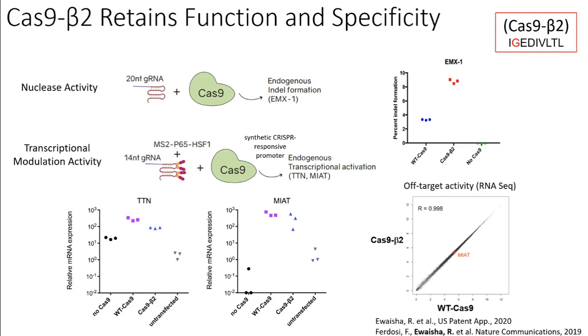To further characterize Cas9 beta 2 specificity, we performed genome-wide RNA sequencing after targeting Cas9 beta 2 or wild-type Cas9 to the MEOT locus for transcriptional activation. And the results demonstrated no significant increase in undesired off-target activity by Cas9 beta 2 as compared to wild-type Cas9. And these results were published in Nature Communications and patented.